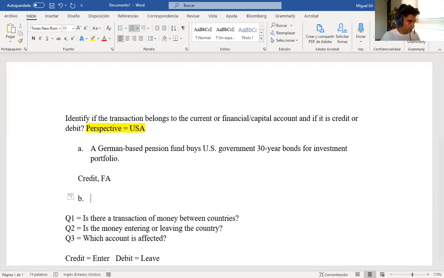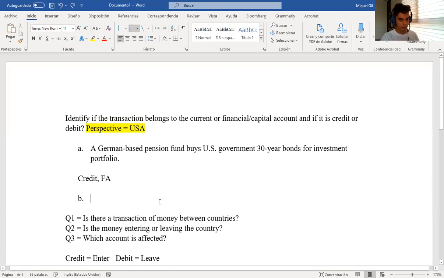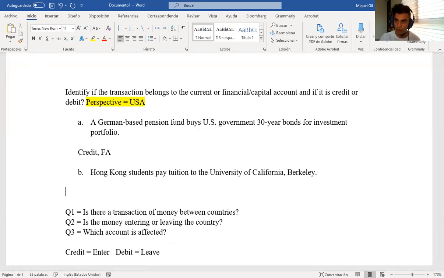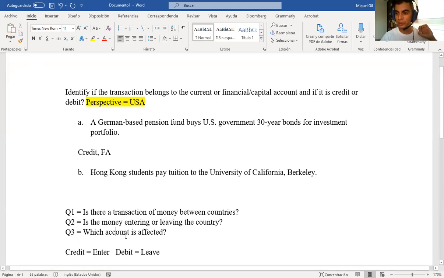Let me give you another example. This one is interesting. So this next question: Hong Kong students pay tuition to the University of California in Berkeley. So what about this? Is tuition a service or a good, or is it a financial asset? I think we can say that it's something between a good and a service, right? So it should be in the current account. But I think I made a mistake because I jumped the questions. I started with question 3, and it's better if you start with question 1.